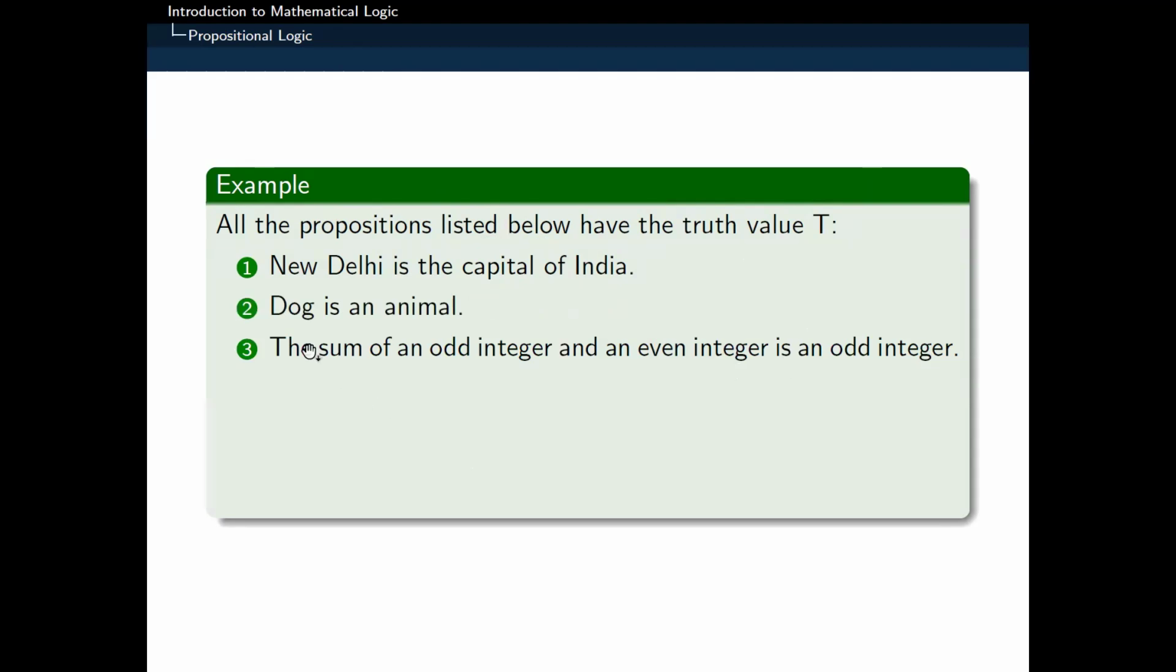You can check by example: take an odd integer, 3, and take an even integer, 2, and take the sum 3 plus 2. This is equal to 5. So this is again an odd number. So this is true. New Delhi is the capital of India, it is true. Dog is an animal, this is true. And the sum of an odd integer and an even integer is an odd integer, it is true again.